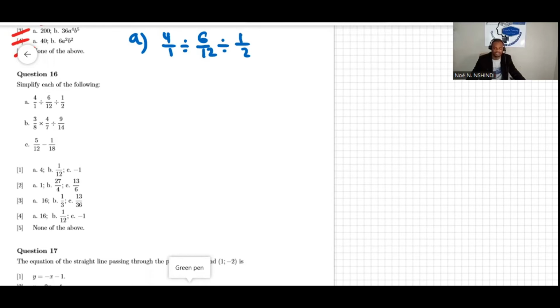Before that, I will just write the rule: when you have A over B divided by C over D, this is equal to A over B. The first fraction remains the same, we change the division to times, and the next fraction is switched, so it becomes D over C. So in this case, we have 4/1 divided by 6/12. We can change this division sign to times.